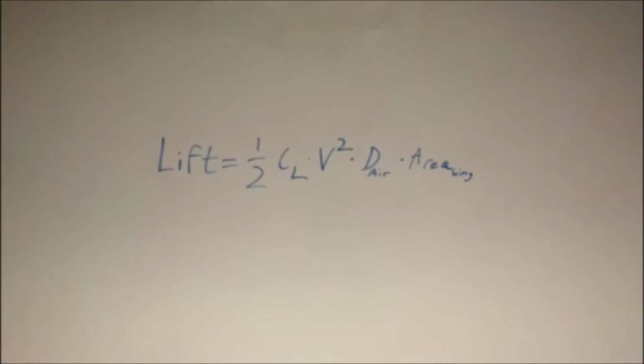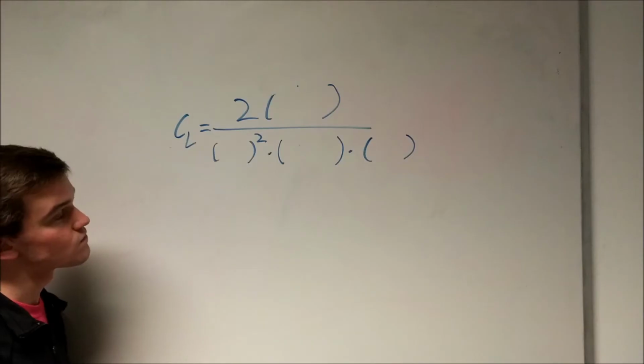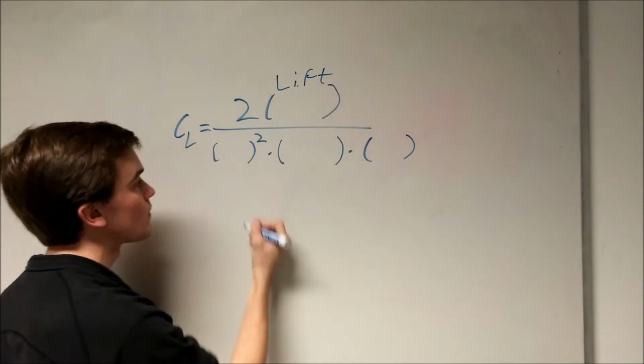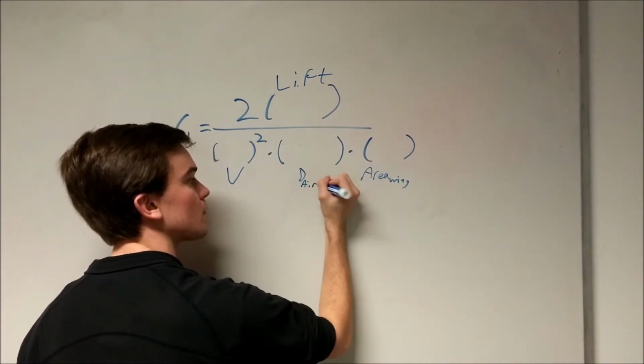But what is it? Well, it happens that the coefficient of lift is a special variable that depends on a number of other factors regarding the wing. So today we're going to find out what the coefficient of lift is for our particular drone. The variables that we need to find are the total lift our drone produces, the linear velocity of the wings as they spin, and the total surface area of the wings.